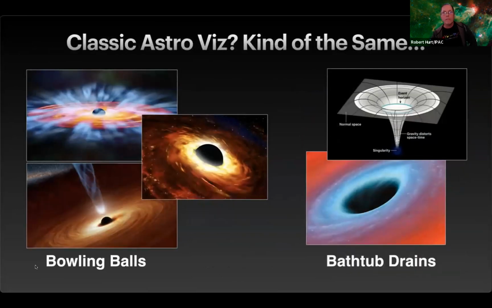Well, honestly, classic AstroViz is pretty much the same. I've done my fair share of bowling balls. They're bathtub drains, which are not unmotivated in this abstraction of taking a space-time diagram and just thinking of that as a literal three-dimensional map of what a black hole should look like. It's understandable how people would arrive at that.